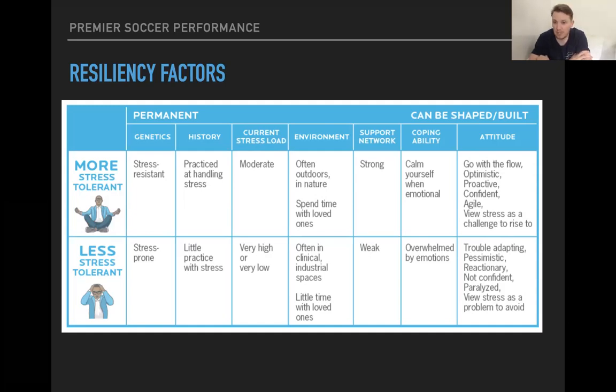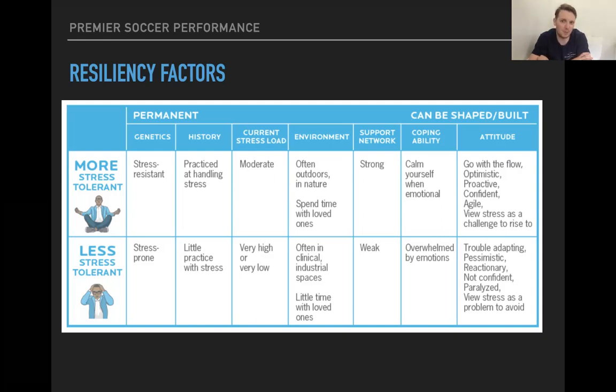They have a strong support network, and they have great coping mechanisms. Right, they're very calm, and they're able to calm themselves down when they're emotional. Right, they have a go-with-the-flow attitude. They're optimistic. They're proactive. They're confident. They view stress as a challenge to rise to versus something that is stacking up against them. That's an ideal person, right? This is the type of person that you can put some more stress on and they can probably handle it.